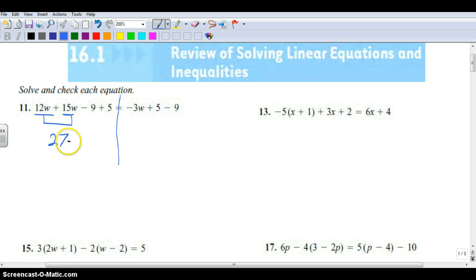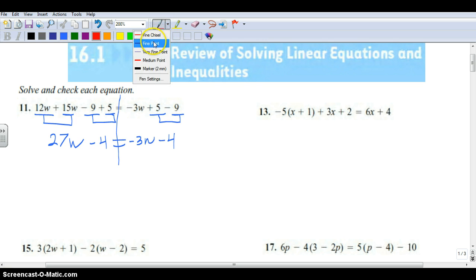So this gives us 27w. The minus 9 and plus 5, when those combine, that gives us a minus 4. Equals, this guy stays as is. We are going to combine these together, and that should give us a negative 4 also, or minus 4. Okay. And then, let's see what's next. Now it's time to isolate the variable to one side.